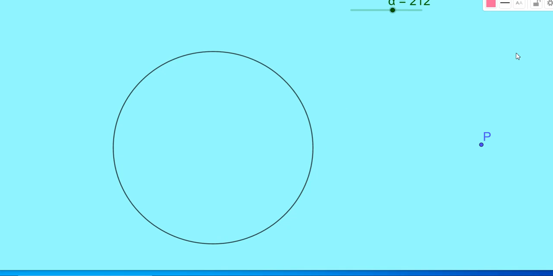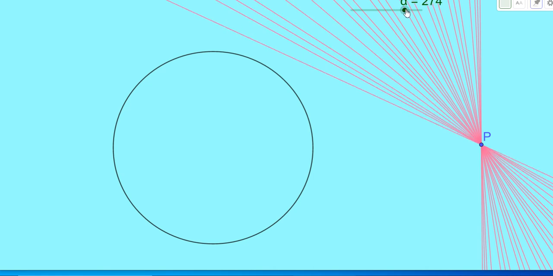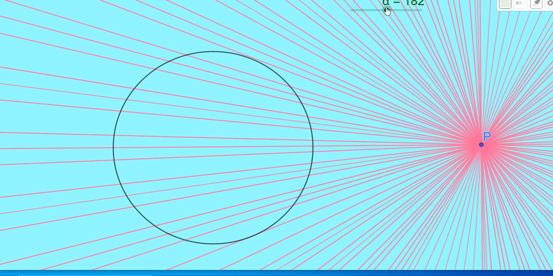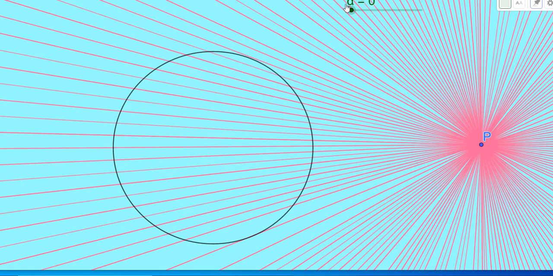Now we can take a point outside the circle. Now the point is P. Let us check how many tangents you can draw through P to this circle. Here you can see exactly two tangents you can draw through the point outside the circle.